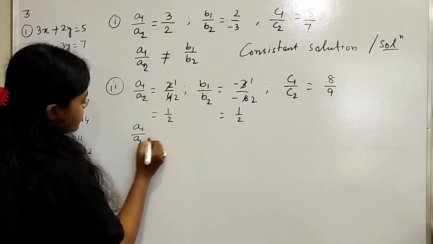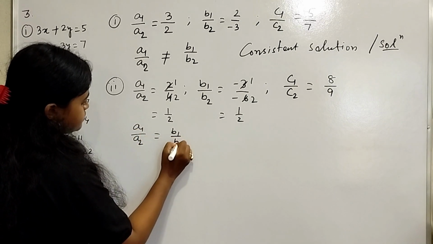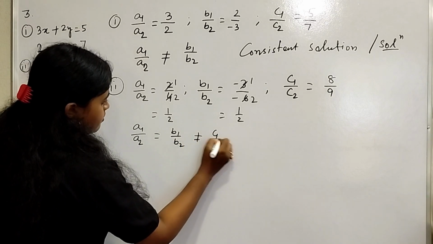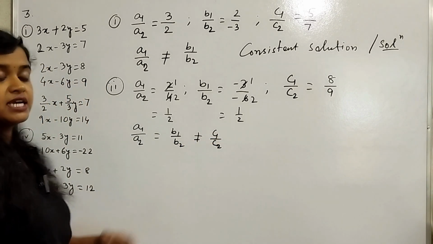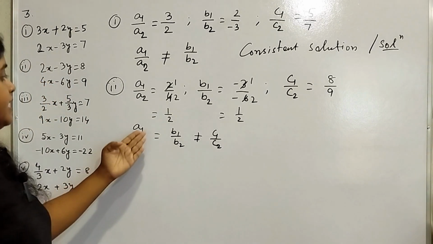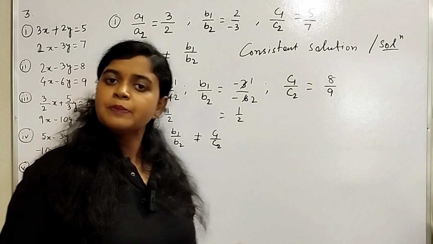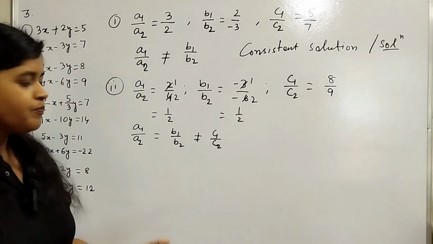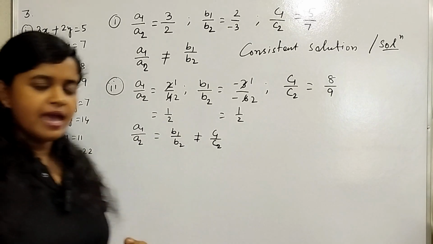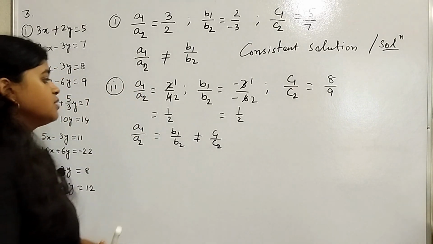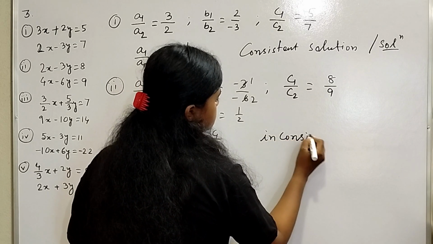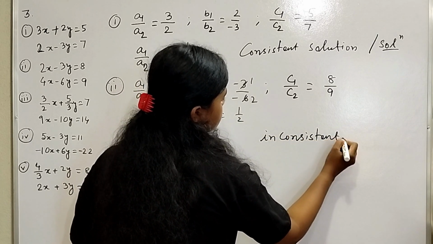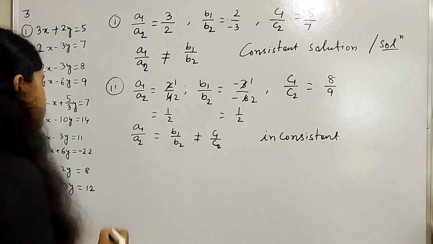So we can see that A1 by A2 equals B1 by B2 and not equal to C1 by C2. So we see this is case number 3, that is this pair of linear equations represents parallel lines, and parallel lines means they have no solution. So no solution means this is inconsistent. Right.